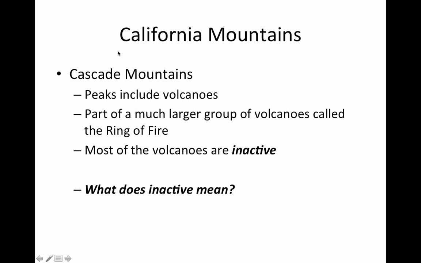So the first one up here are the Cascade Mountains. Remember, these are the ones that have the peaks that include volcanoes. They're part of a much larger group of volcanoes called the Ring of Fire. And most of the volcanoes are inactive, and that means that they don't erupt as much.